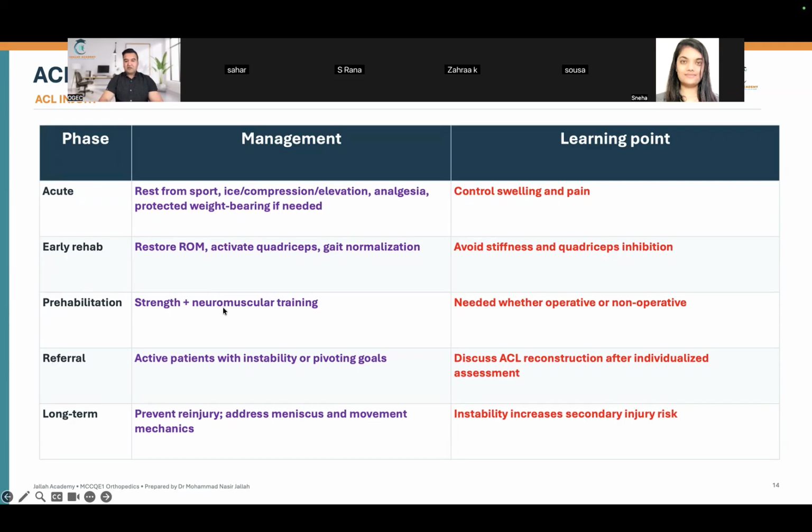Prehabilitation, strength, and neuromuscular training are needed whether operative or non-operative. Referral: active patient with instability or pivoting goals. Discuss anterior cruciating ligament reconstruction after individualized assessment. So it is not required for everyone unless needed. Long-term: prevent re-injury, address the meniscus and movement mechanics. Instability increases secondary injury risk. We will discuss this in more detail when we do the NAC OSCE.